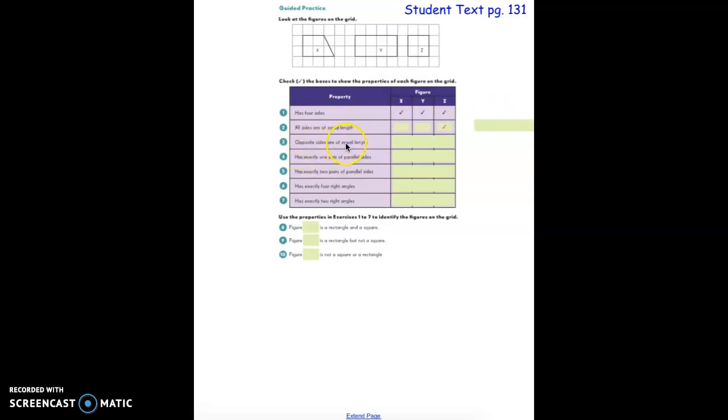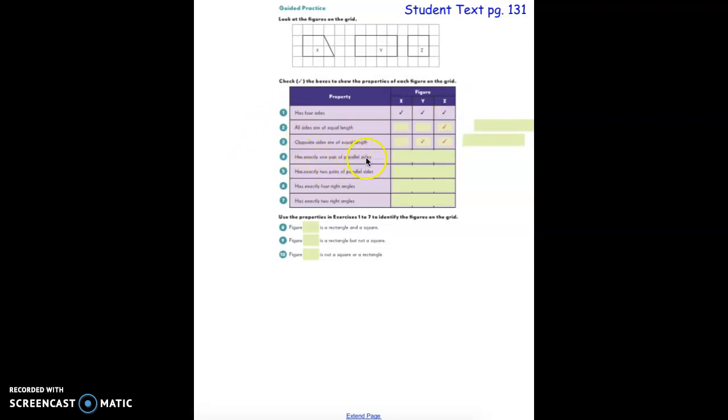Opposite sides are of equal length. Well, these guys don't look of equal length. Neither do these guys. Oh, I see that. What about these? I think we can mark both the rectangle and the square.